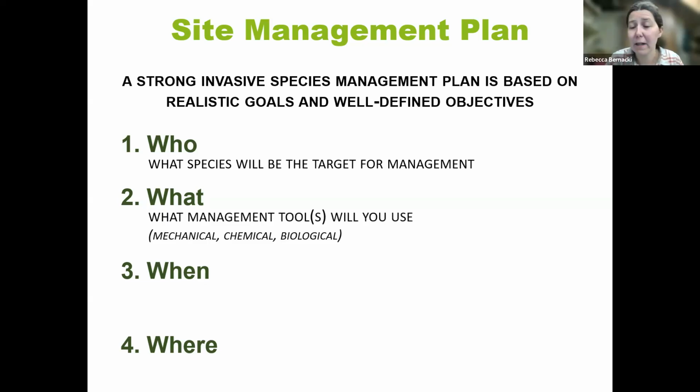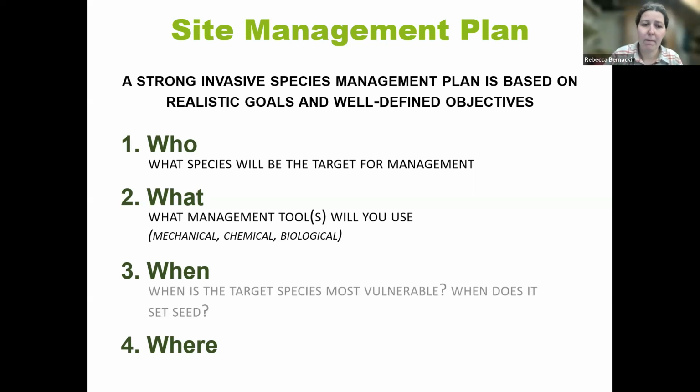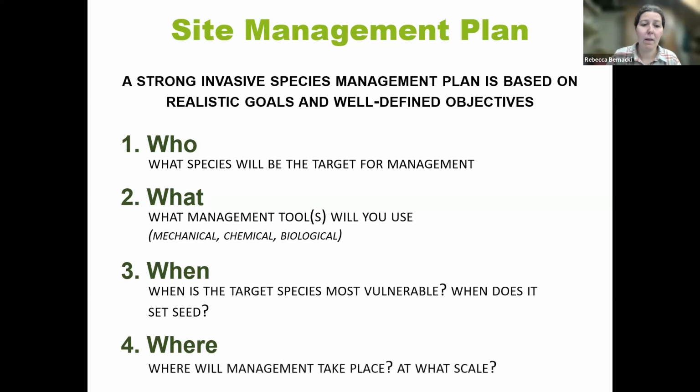Next is what. What management techniques will you use? We use mechanical, chemical, biological, or a combination. Next is when. When is the target species most vulnerable? And something we also want to consider is when does that species set seed, because we don't want to spread those seeds around while we're conducting our management. And finally, where. Where will that management take place and at what scale?